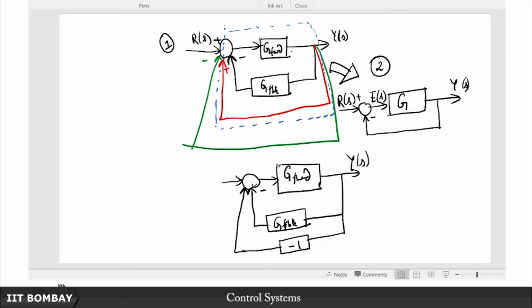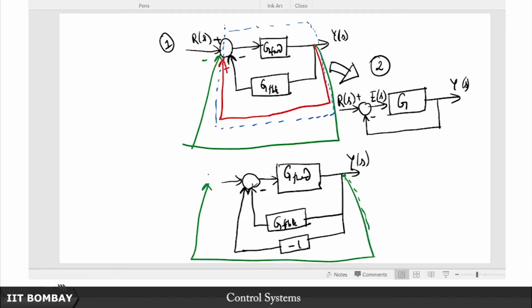Now we are going to draw that green line. So this is the green line, which is the additional feedback that comes in here, yeah. So let me redraw this, yeah, this is R of S.